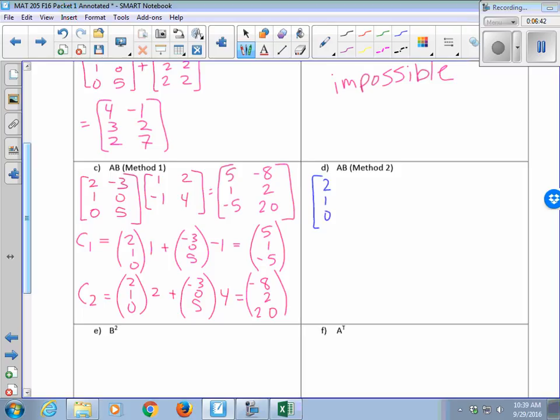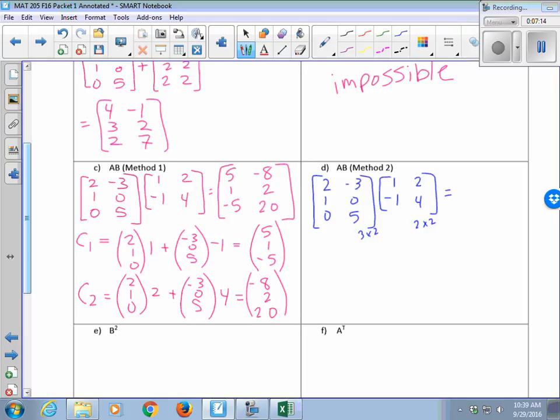2, 1, 0, -3, 0, 5 times 1, -1, 2, 4. All right, that first matrix, what are its dimensions? 3 by 2. And the second matrix is 2 by 2. So what's my answer matrix going to be? 3 by 2. Yeah, inner dimensions match, which means I am allowed to multiply them. The answer will be a 3 by 2 matrix.